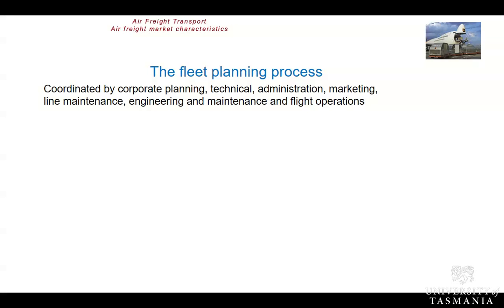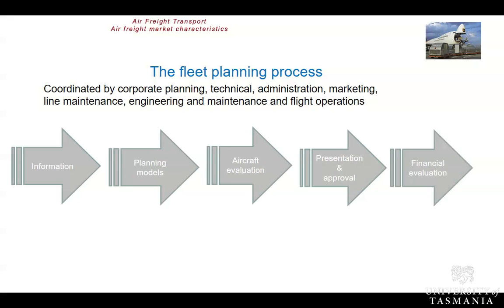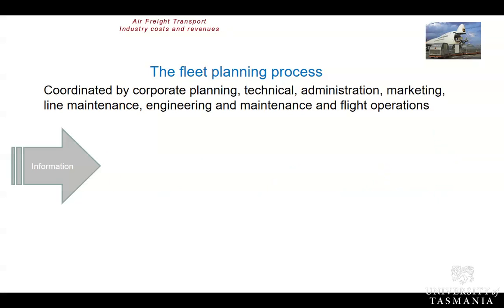So that brings us to a point where there is a process, if you're going to undertake a fleet planning process, which is quite strategic in nature. And I'm just going to step you through. There are 5 steps in this particular process. One is information gathering, then planning models, evaluation, presentation and approval, and financial evaluation.